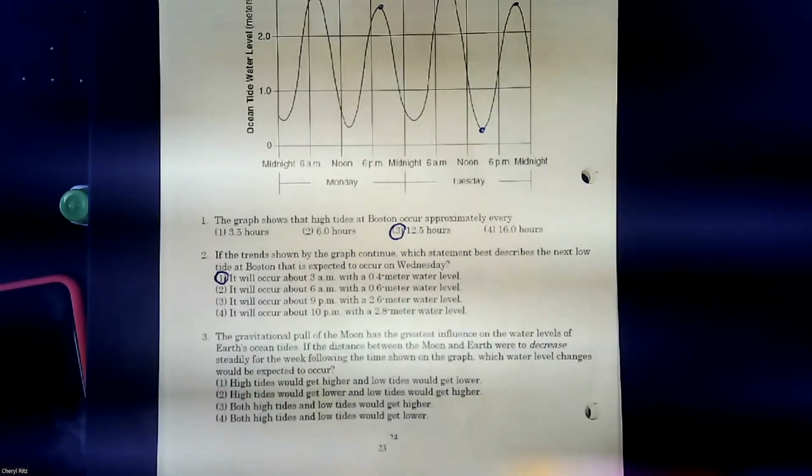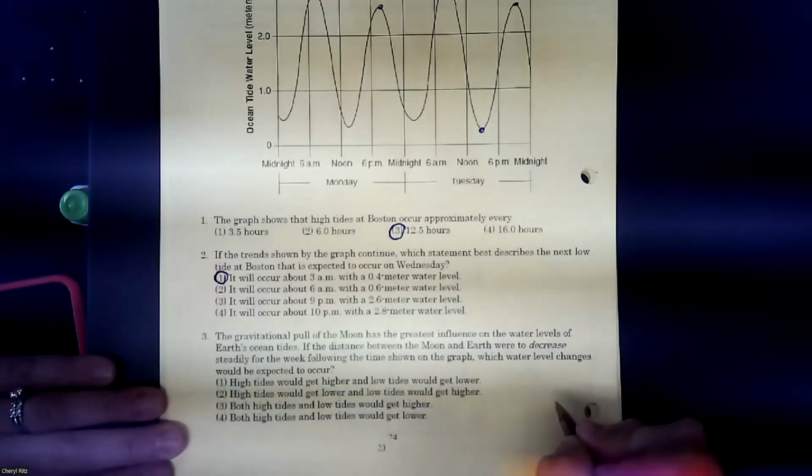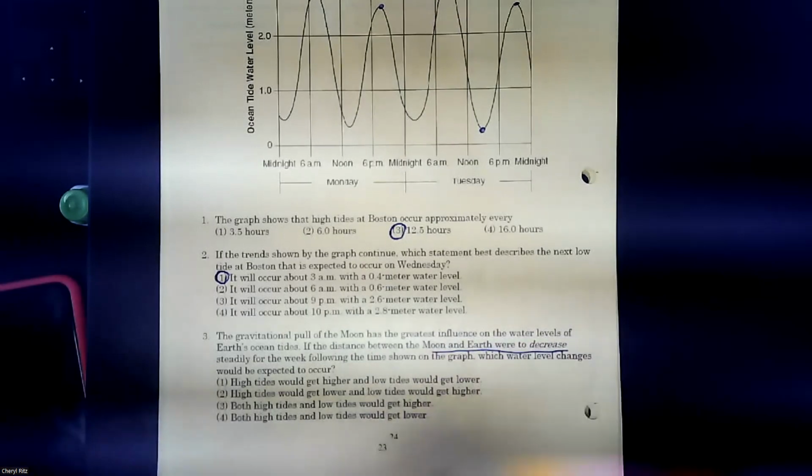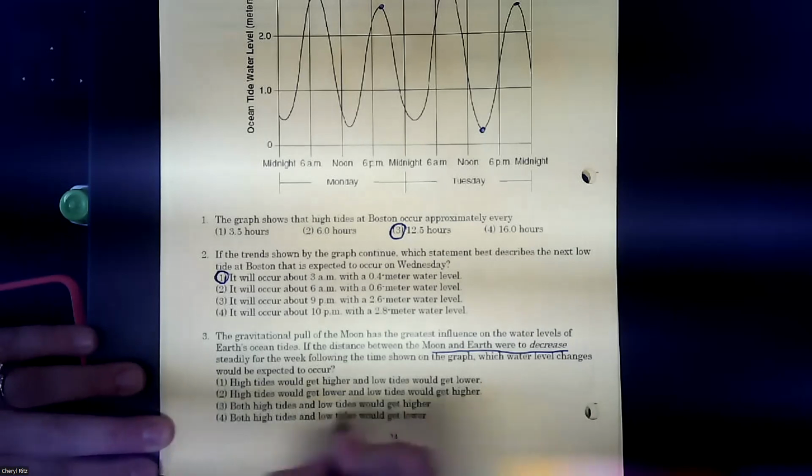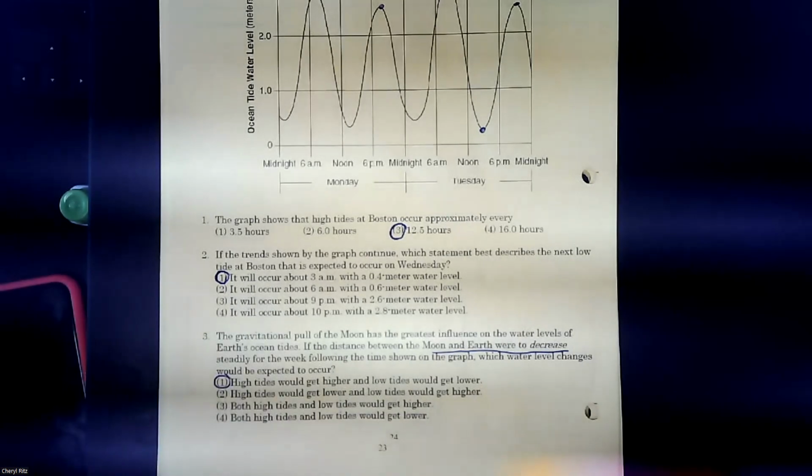Now it says, what happens if the distance between the Earth and the Moon were to decrease? By the way, what does that actually mean? They get closer. And what do we know happens with gravity when things are closer? Gravity is stronger. So if there's stronger gravity, what's going to happen with the tides? It's gonna be higher, and the lower ones are gonna get lower. There you go. High tides will be higher and low tides will be lower. That's answer 1.